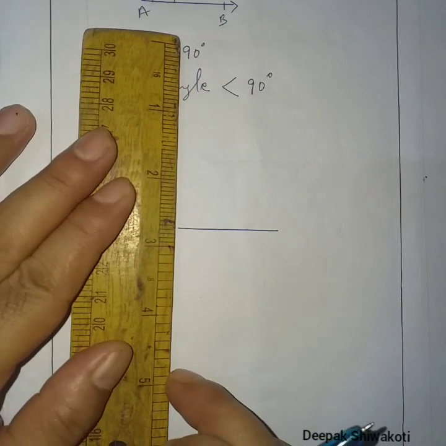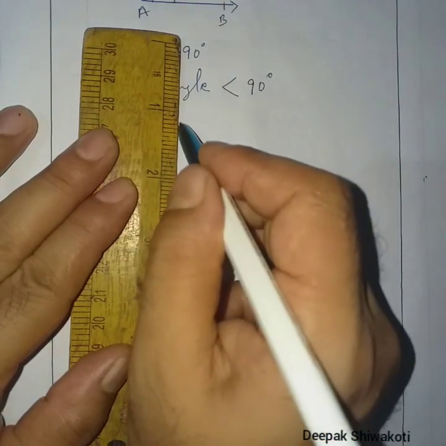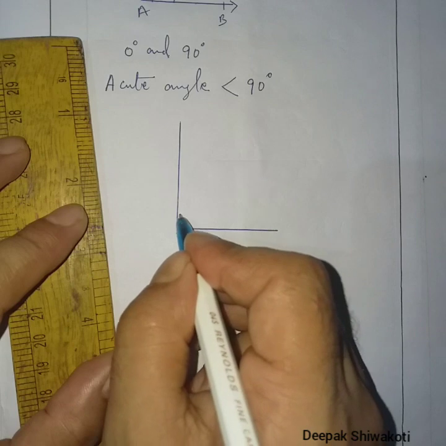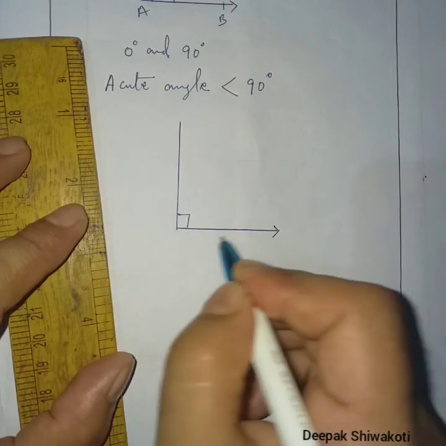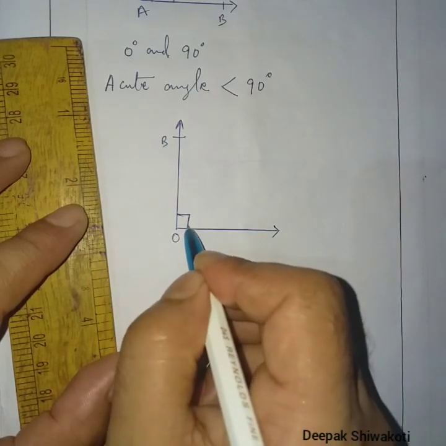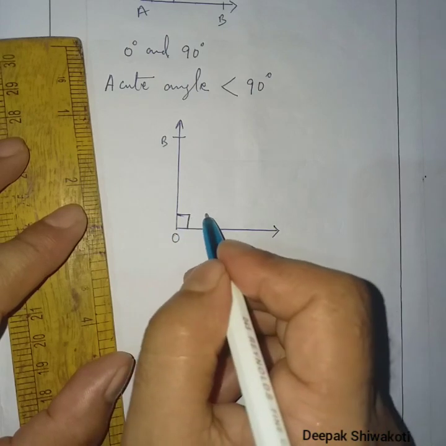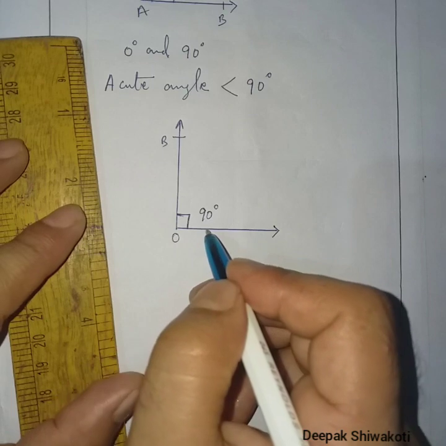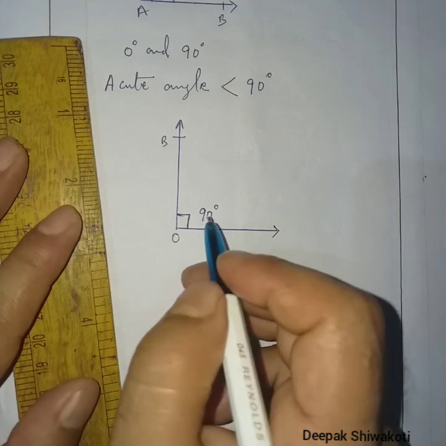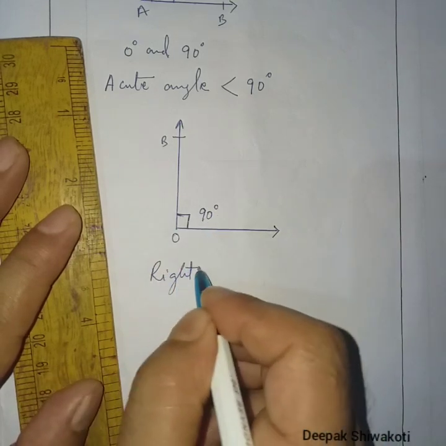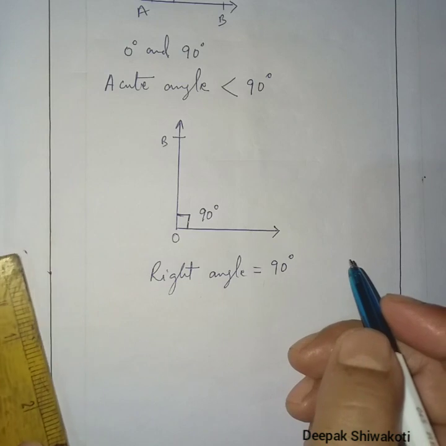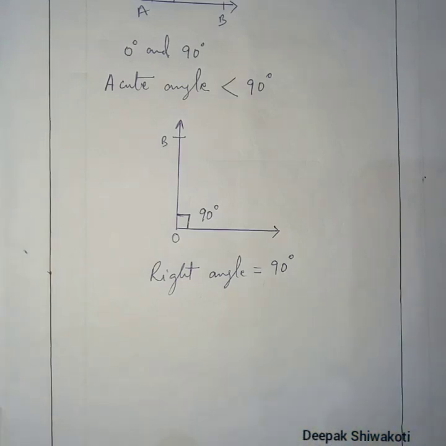An angle which has a magnitude of 90 degree is called a right angle. The magnitude of this angle is 90 degree, and to represent 90 degree we make a symbol like this, or else you can write the magnitude here. So an angle whose measure is 90 degree is called a right angle. So a right angle is always equal to 90 degree. Okay, now next is obtuse angle.